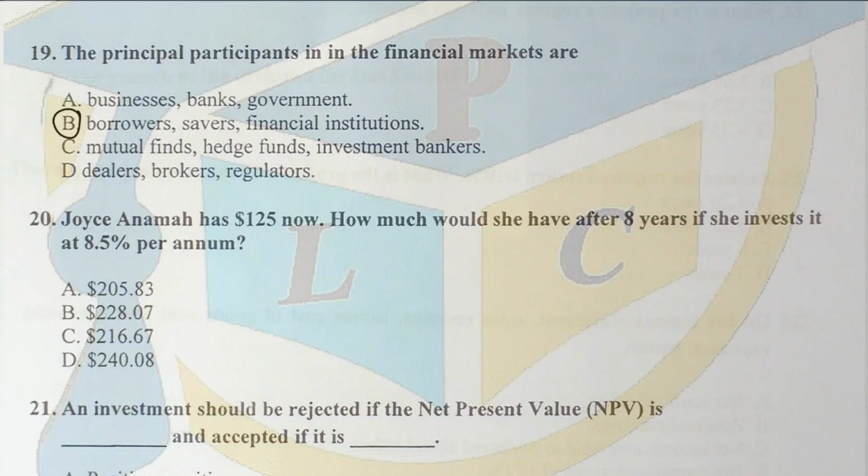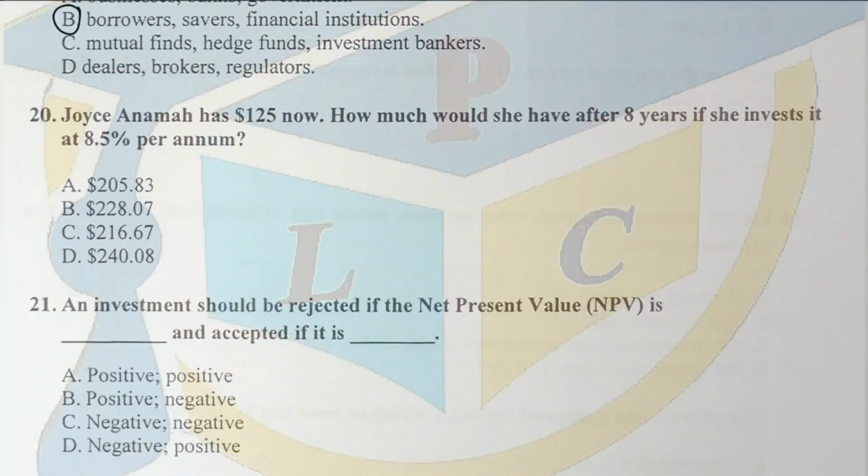So that's financial institutions like banks, insurance companies, other companies. These are what we call the financial institutions. They assist in facilitating the flow of funds from savers to borrowers, or from borrowers to savers, any other way around that you want to indicate. So they are the main participants in the financial market. Let's take borrowers, savers, and financial institutions.